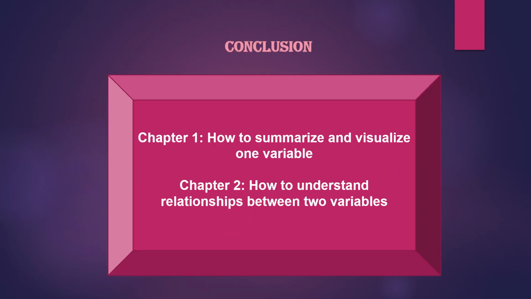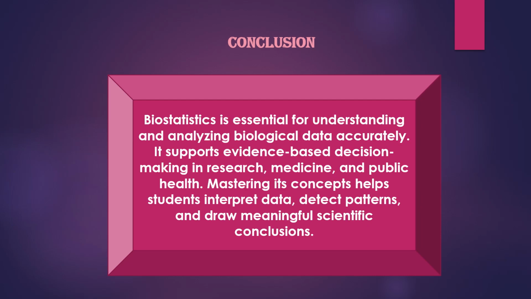That's a quick review of the two main chapters. So, chapter 1 is about how to summarize and visualize one variable, and chapter 2 is about how to understand relationships between two variables. So, we end the video by a conclusion. Biostatistics is essential for understanding and analyzing biological data accurately. It supports evidence-based decision making in research, medicine, and public health. Mastering its concepts helps students interpret data, detect patterns, and draw meaningful scientific conclusions.